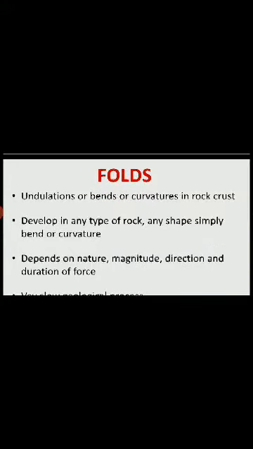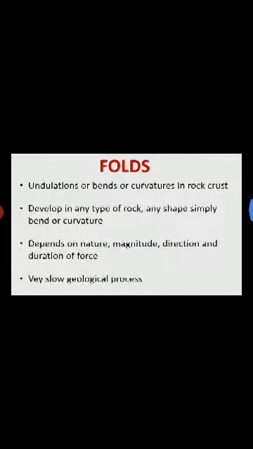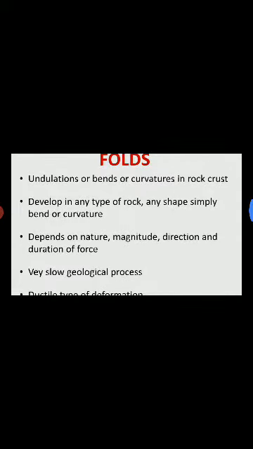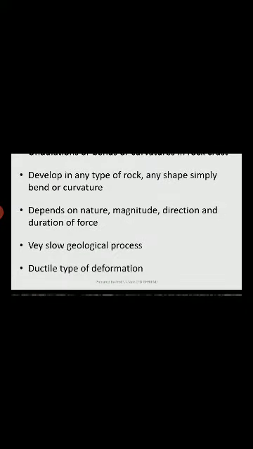So, what is meant by fault? The faults are undulations or bends or curvatures in rock crust, developed in any type of rock, any shape, simply bend or curvature, depending on the nature, magnitude, direction and duration of force. Fault is a very slow geological process. The faults are a ductile type of deformation. In short, faults are formed because of the application of forces. Right?